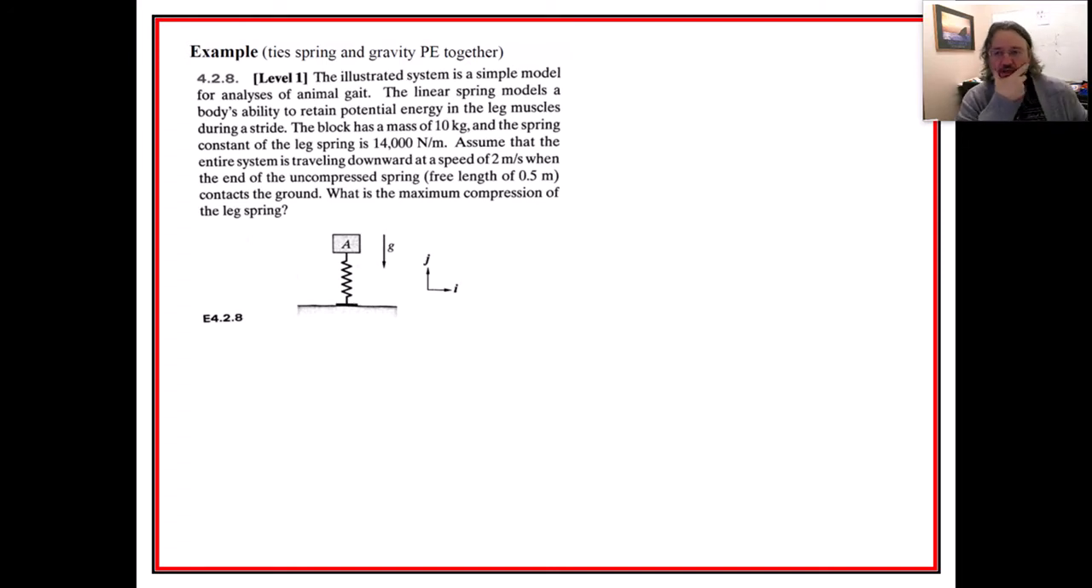This is from Benson Tung's book. He's got a funny name, Benson Tung.